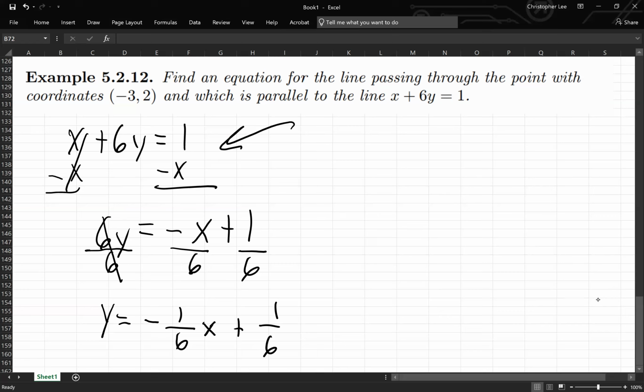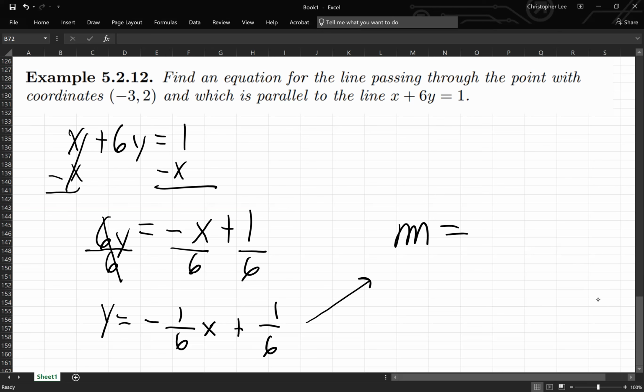Oh, 6 is y. 6y. Yeah, 6 is next to y. Oh, okay. I got confused because you didn't put the y next to the 6. Got you. So now, right, what's my slope here? M is equal to 1x over 12? Am I doing this wrong?